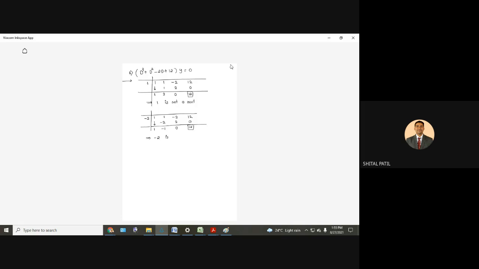Minus 2 is, anyone getting a root? Minus 3. Minus 3, okay. Let me try with the minus 3. Let me start with the minus 3. So minus 3 plus 1, minus 2, so 6. So 4. Yes, no doubt. Minus 3 is a root.